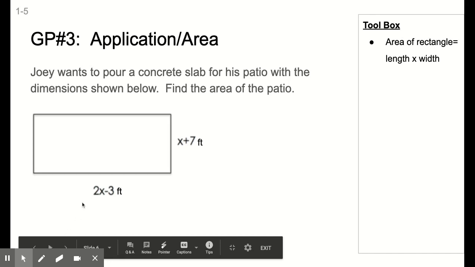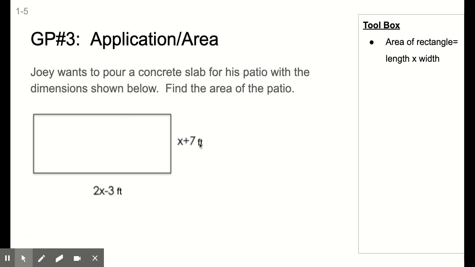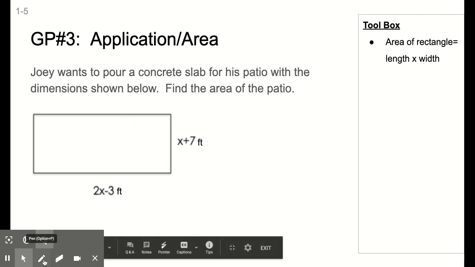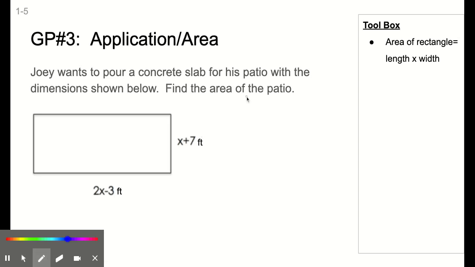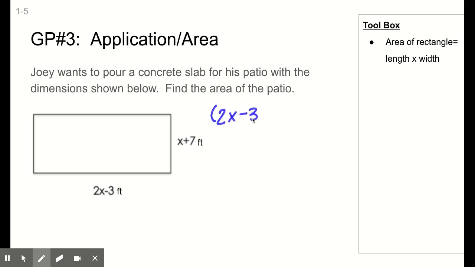Well, now notice for this rectangle here, the length and the width are both binomials. So for this problem here, we're going to be multiplying those two binomials together. So to find the area, we must multiply 2x minus 3 times x plus 7. So this looks very similar to what we did in GPs number 1A and B.